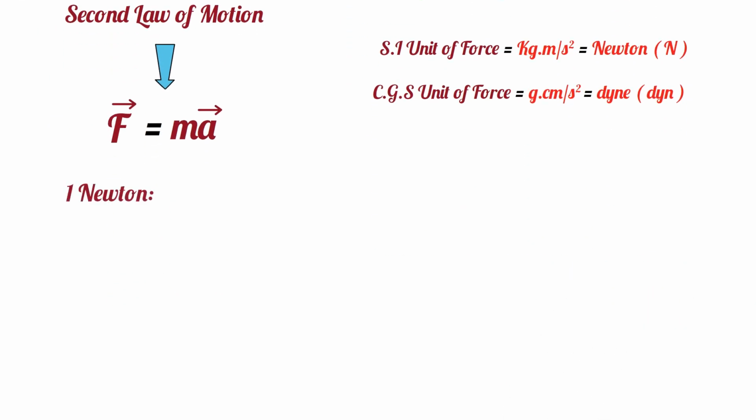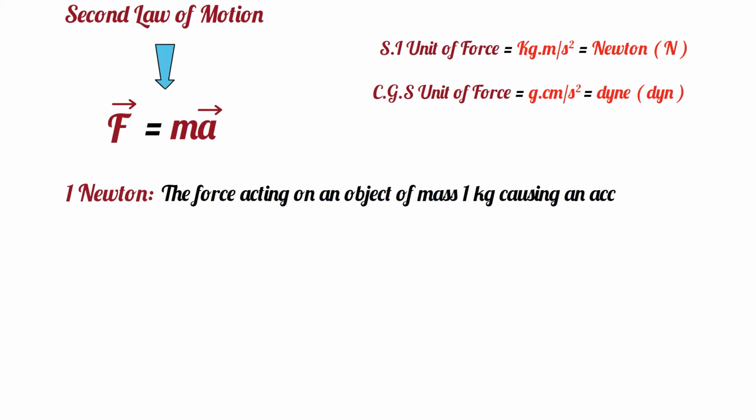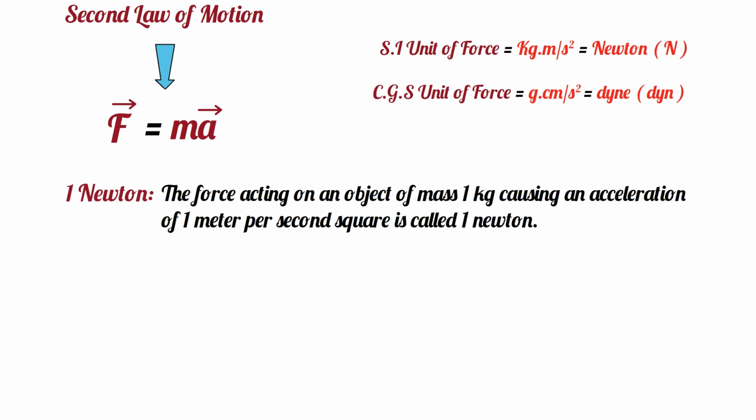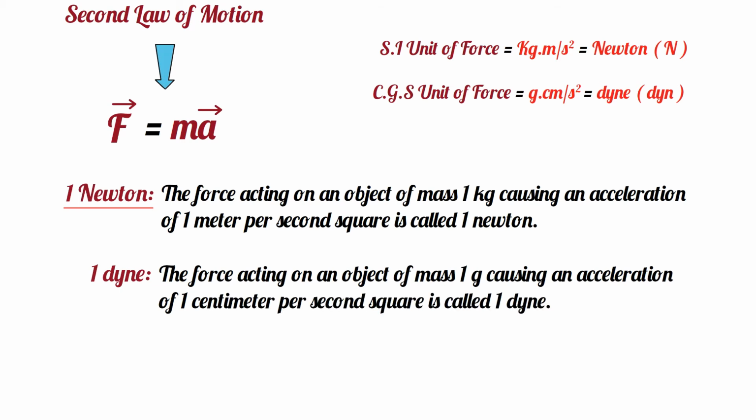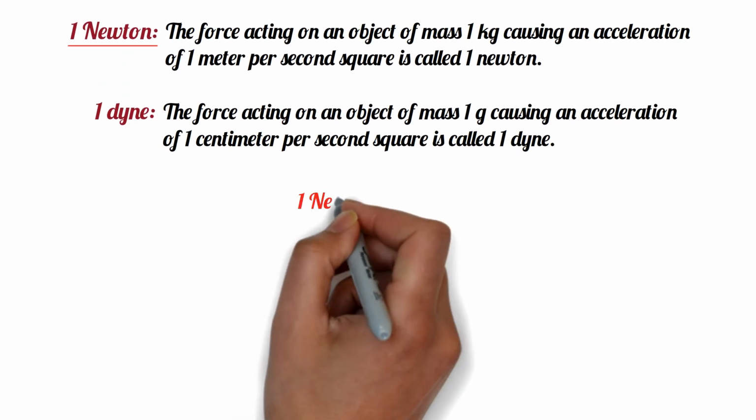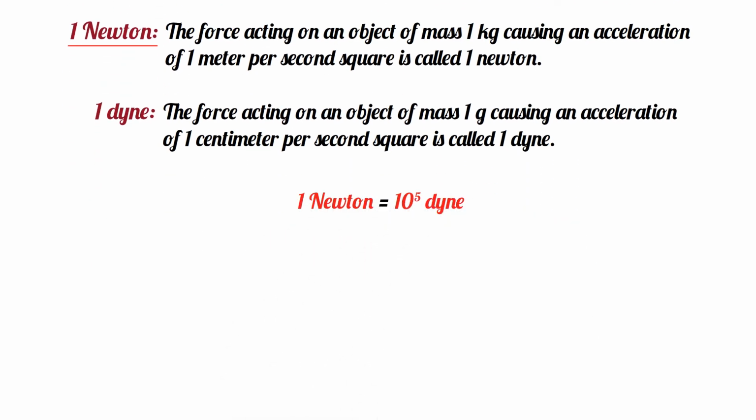Definition of 1 Newton. The force acting on an object of mass 1 kilogram, causing an acceleration of 1 meter per second square, is called 1 Newton. As we defined 1 Newton, similarly we can define 1 dyne as follows. The force acting on an object of mass 1 gram, causing an acceleration of 1 centimeter per second square, is called 1 dyne. The relation between Newton and dyne is as follows. 1 Newton is equal to 10 to the power 5 dyne.